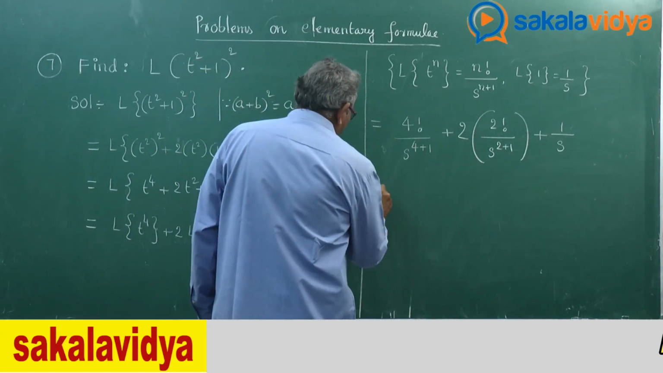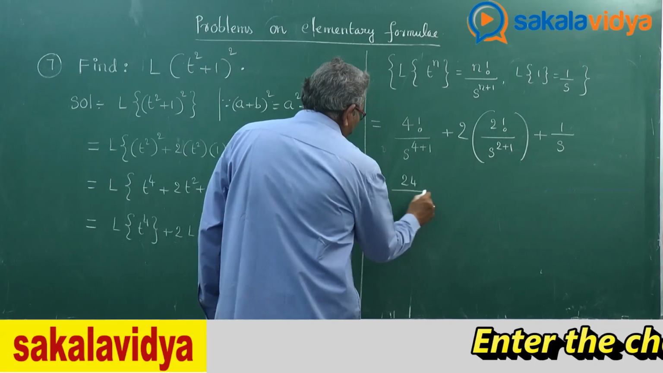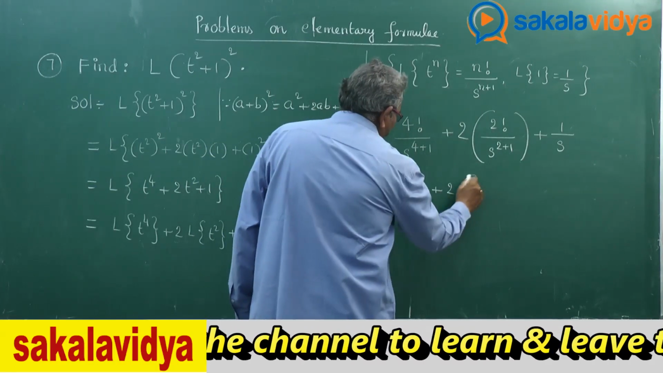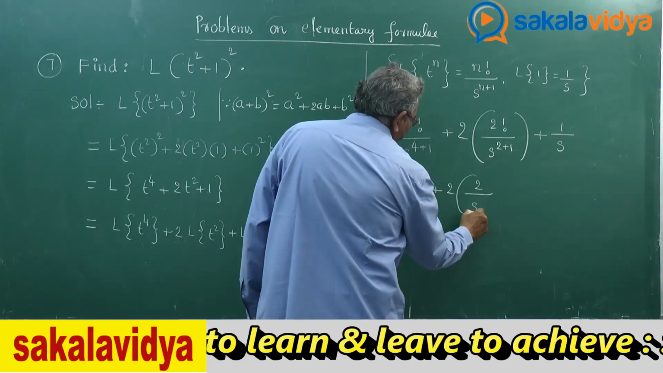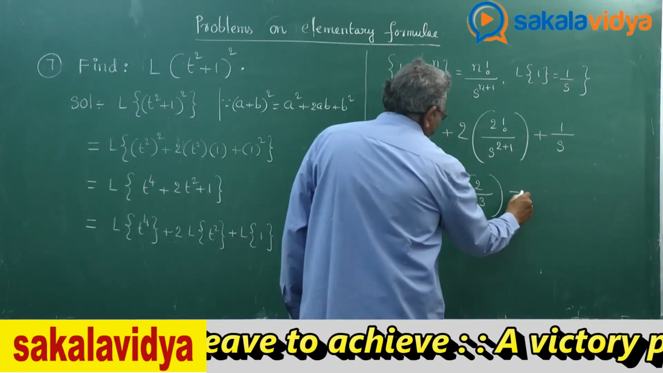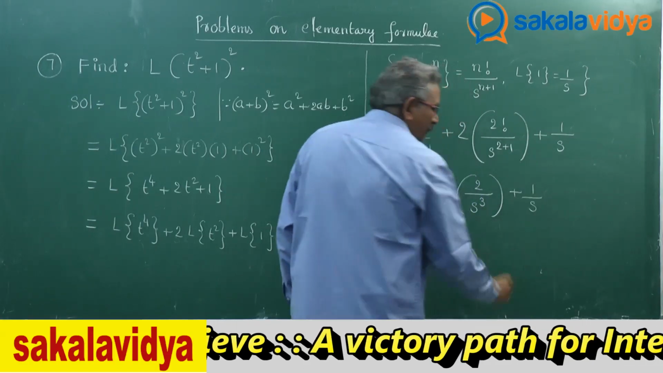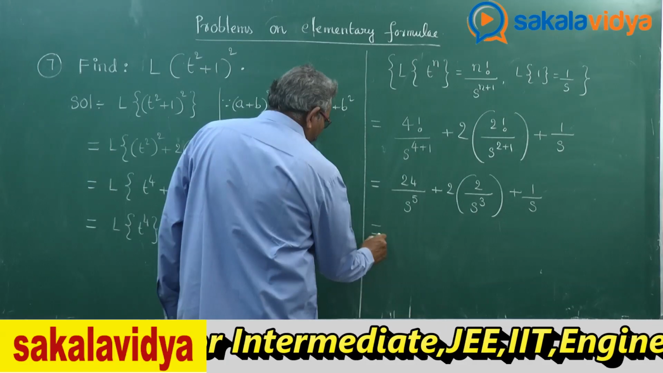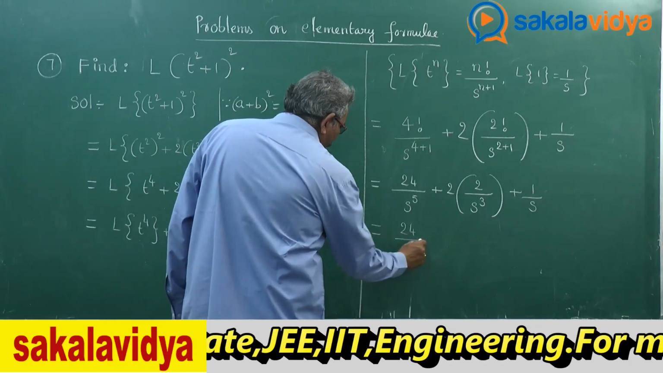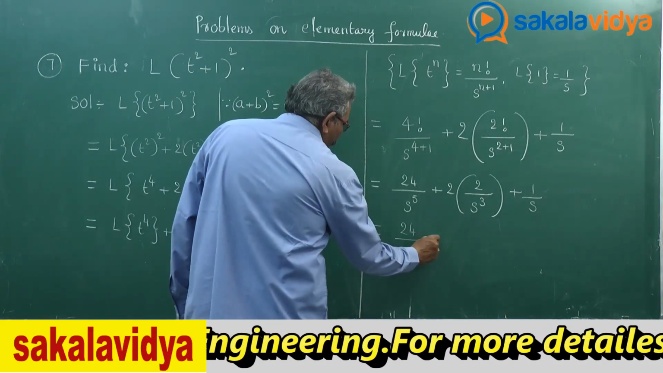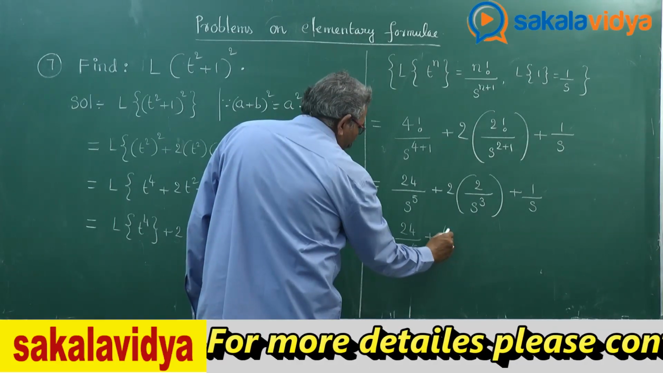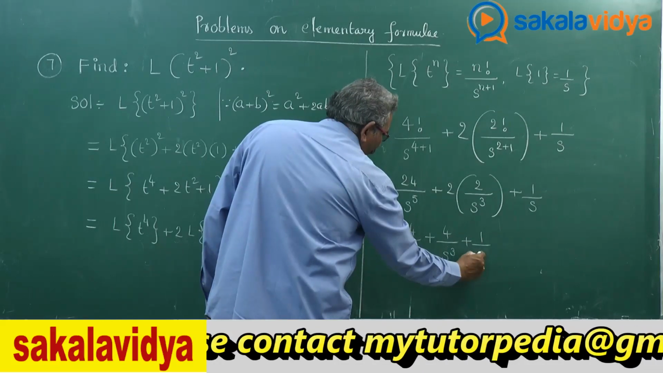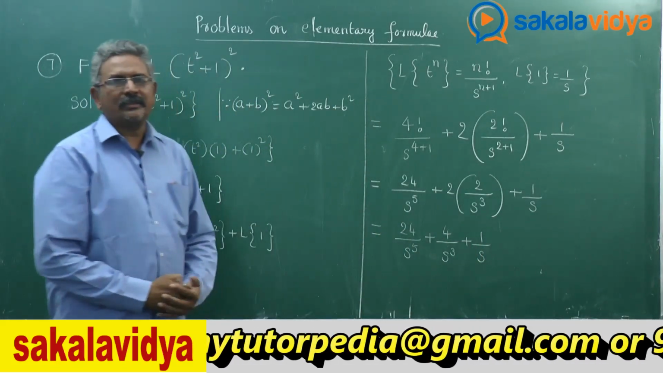See, 4 factorial is 24, am I correct? By s power 5, plus 2 times 2 factorial, which is 2, by s cube, plus 1 by s. Now we get 24 by s power 5 plus 2 into 2, that is 4 by s cube, plus 1 by s. So this is the answer.